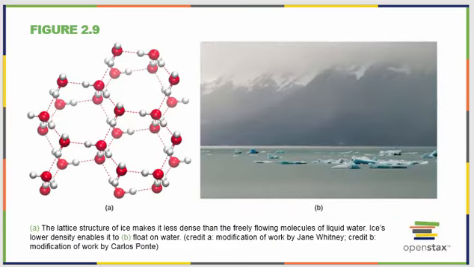The hydrogen bonding between water molecules causes the lattice structure of ice. The bonds form and freeze in place, holding the water molecules a little farther apart from one another than they usually lie. This locked structure makes ice less dense than freely flowing molecules of liquid water. Ice's lower density enables it to float.